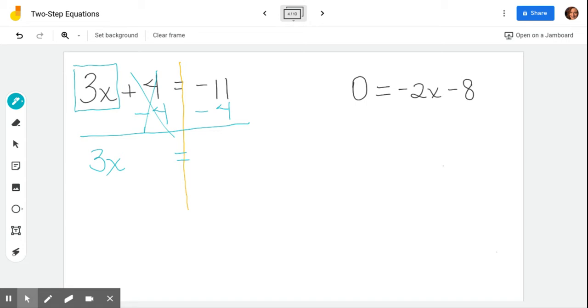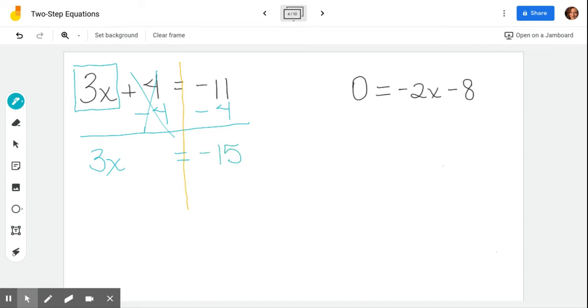On the right side, we've got to think back to our operations with integers. Negative 11 minus 4. That's like having a negative 11 and a negative 4. I owe one person $11. I owe another person $4. So altogether, I owe 15. So that's a negative 15.